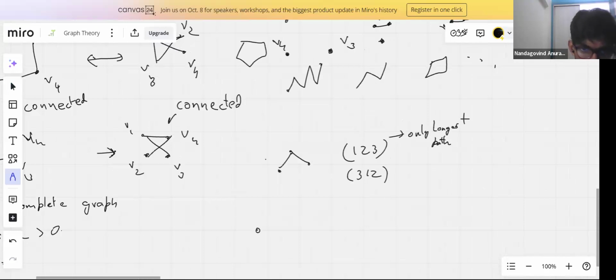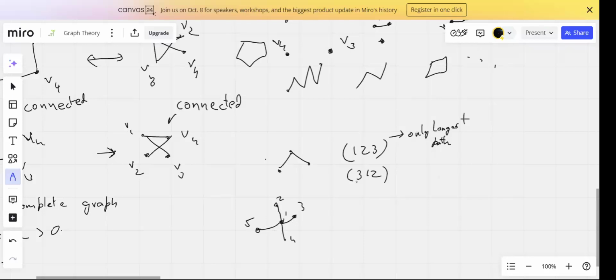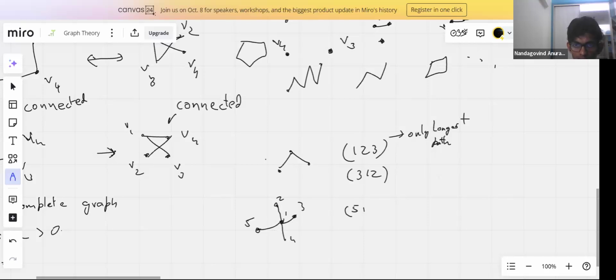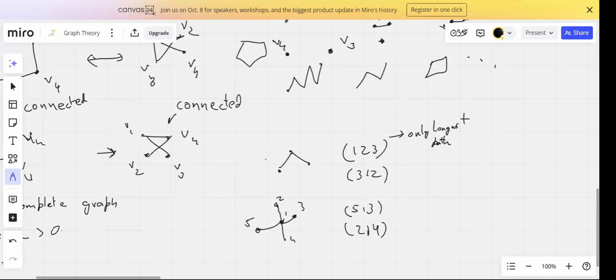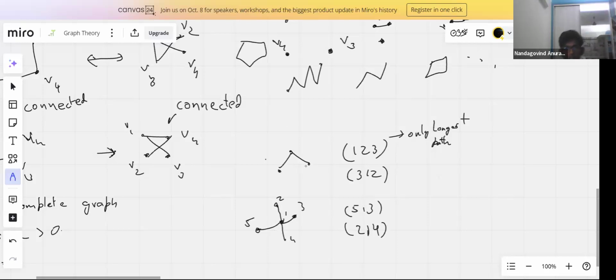You can just think of it like this. For example, here there's no edge in common between the longest paths. So the longest paths will have one vertex in common. Like 513 and 214 have no edge in common, but they have a vertex in common. And for this three connected graph, what's the common vertex? All three are common vertices. So it suffices to have at least one.